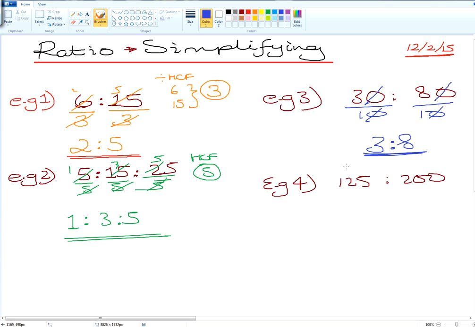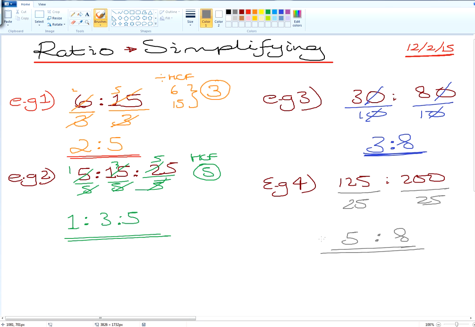Lovely. Now, the next one is 125 to 200. Let's have one of the girls now. Let's have Ikra, please. What is the biggest number that you can think of that will go into 125 and also into 200? 25. Well done. So we divide them both by 25. The first one, Moise, will give us? 5. And the second one will give us? 8. Lovely, beautiful. That's how simple it can be.